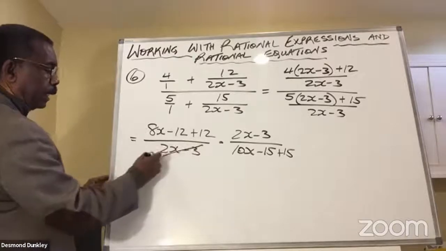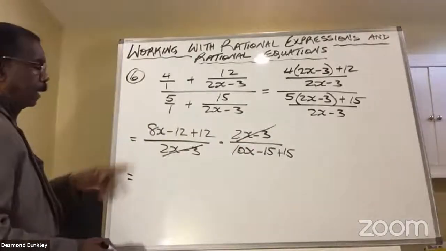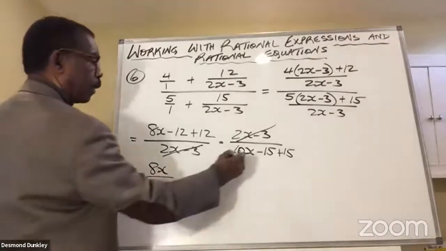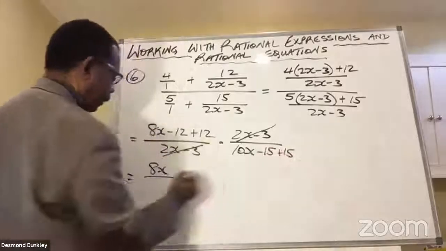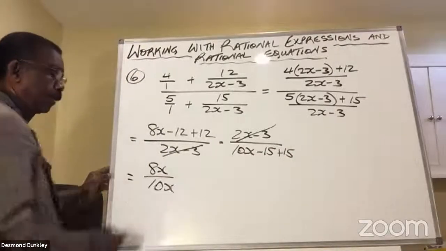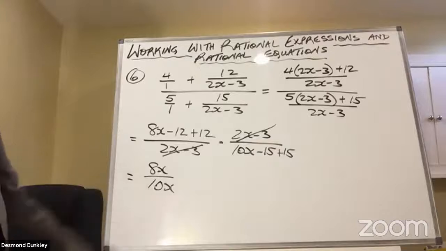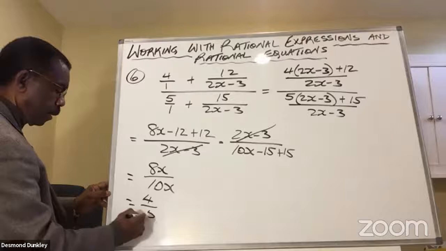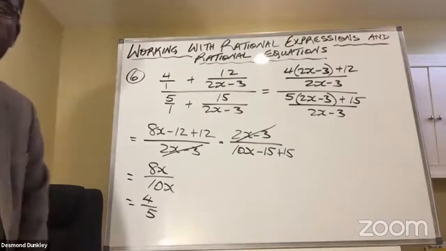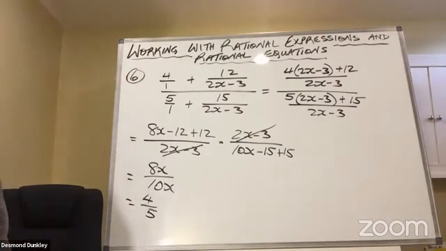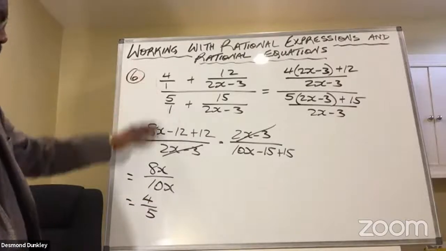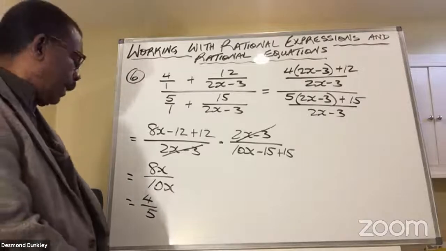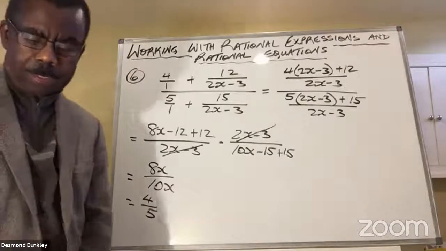Well, this cancels that. And this here becomes 8x over 10x. This cancels that, so it's over 10x. Do you see that the x's cancel? So therefore, the final answer is going to be 4/5. That's our final answer. Wow, from this ugly to this. Is it not a beautiful thing? It cancels out, and this is what we end up with, 4/5.